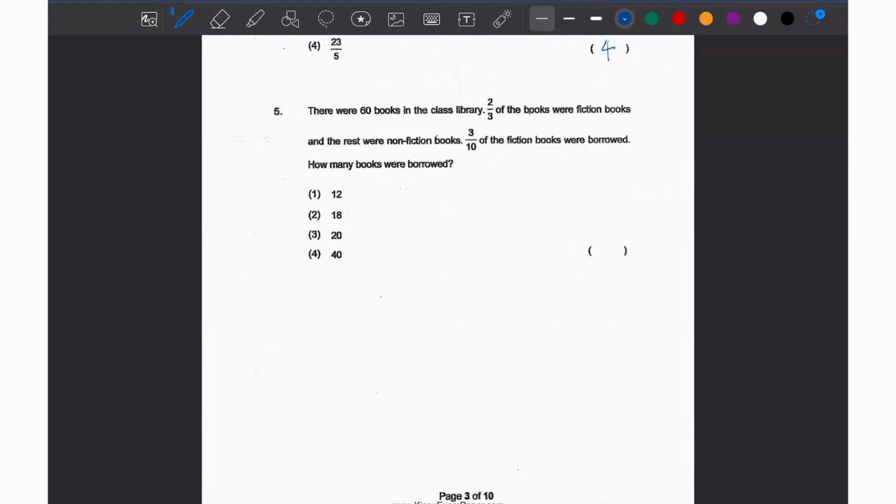So we know that 2/3 of the books were fiction books and there was a total of 60 books in the library. So in order to find the number of fiction books, we will just be taking 2/3 multiplied by my total of 60. So 2/3 times 60. How you can do this is you just cancel, right? This 60 and this 3, you can cancel. So 3 will become 1, 60 will become 20. So you're left with 2 over 1 times 20, which will give me 40.